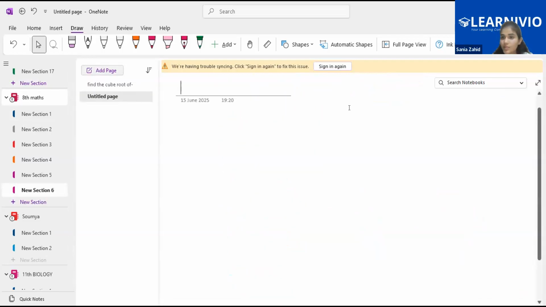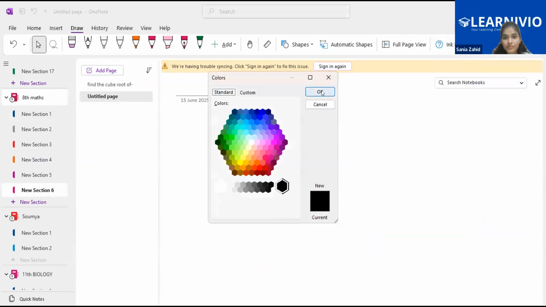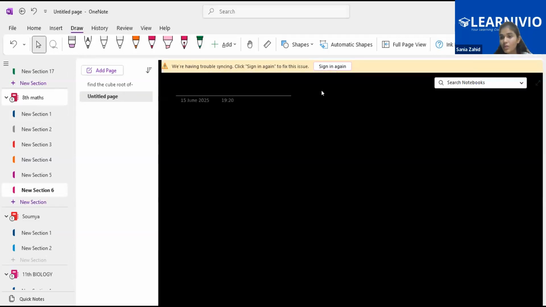Yes, ma'am. Algebraic expression is fine. Okay. So children, first tell me, what do you understand by algebraic expressions? Tell me, what are algebraic expressions?